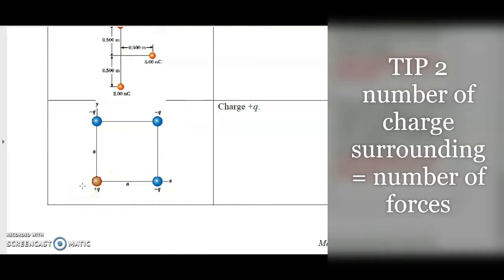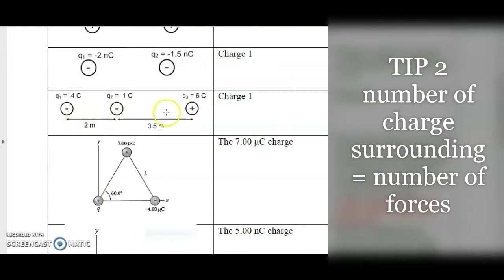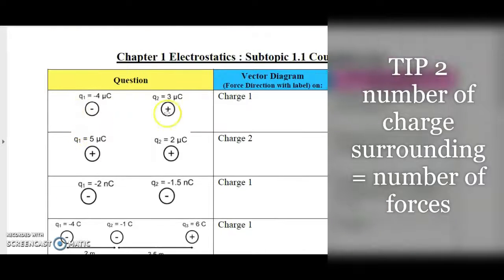The amount of charges surrounding the focus charge will determine how many forces you will need to draw. Remember that. So in this case, you will sketch 3 forces on this charge. For the case of this, you have 2 surrounding charges on charge 1 here, so therefore you need to draw 2 forces for this charge. For this one, you only have 1 other charge surrounding this Q1, charge 1. Therefore, you need to draw only 1 force. Okay, that is tip number 2.